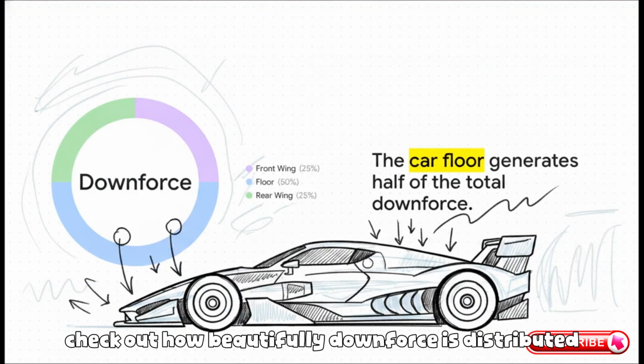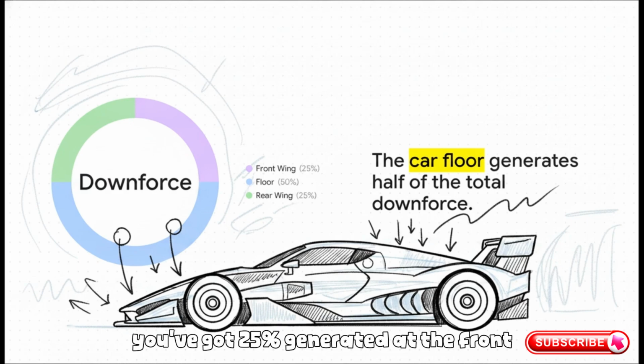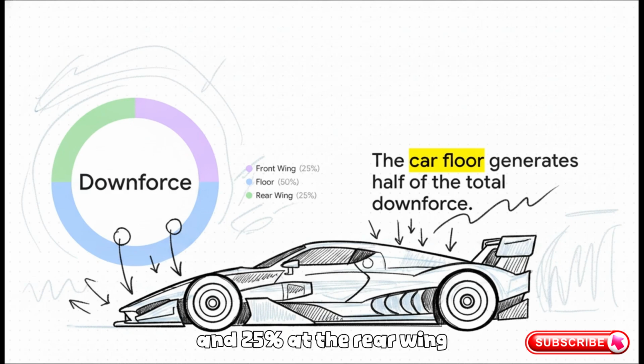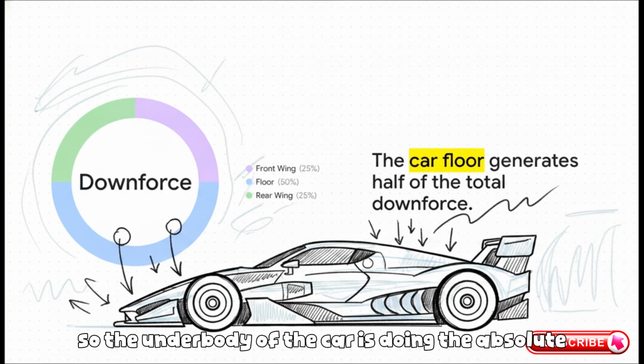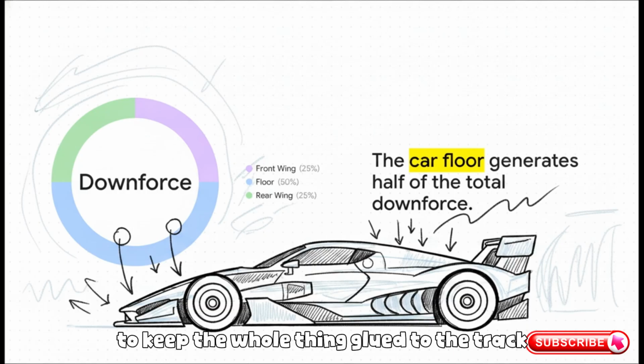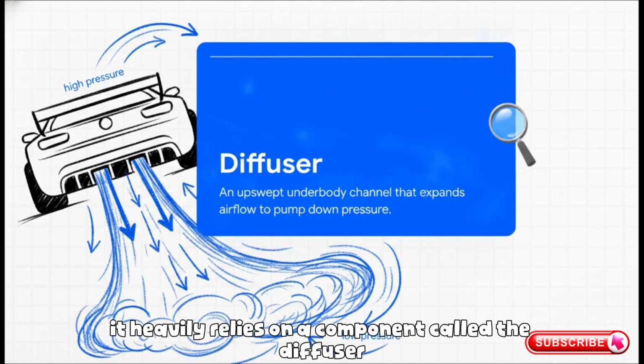Check out how beautifully downforce is distributed across a modern ground effect design. You've got 25% generated at the front and 25% at the rear wing, but a whopping 50% is generated entirely by the floor, so the underbody of the car is doing the absolute heaviest lifting to keep the whole thing glued to the track. And that massive 50% from the floor, it heavily relies on a component called the diffuser.